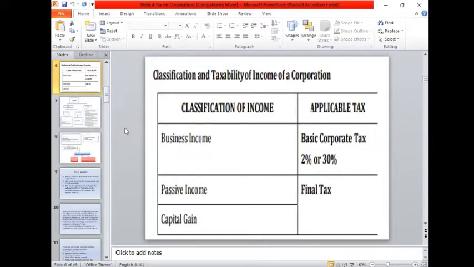So please take note, regardless of whether it is a foreign or domestic corporation, if the corporation earns a business income, that is subject to the basic or normal tax of 2% or 30%. The 2% basic tax is the minimum corporate income tax, and the 30% is the normal corporate income tax. What if the corporation earns passive income and capital gain? That is subject to final tax, since we already discussed last week the tax on individuals and the classification of passive income and capital gain.